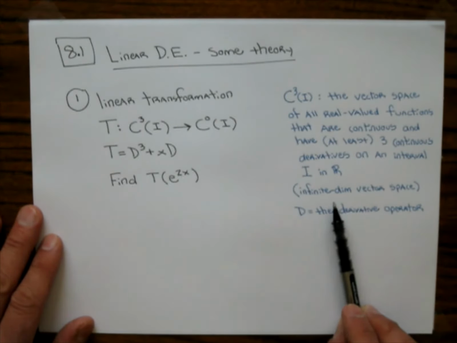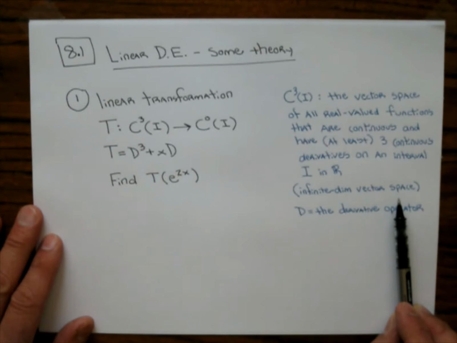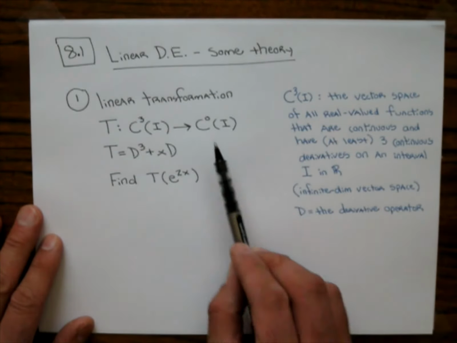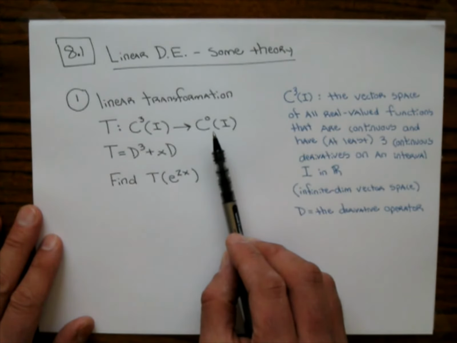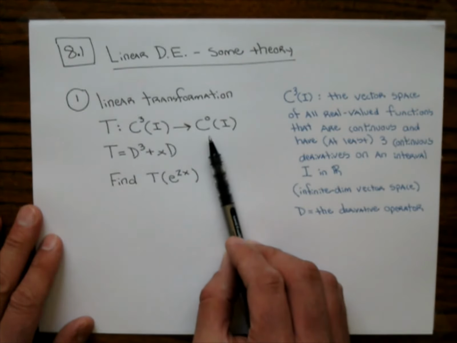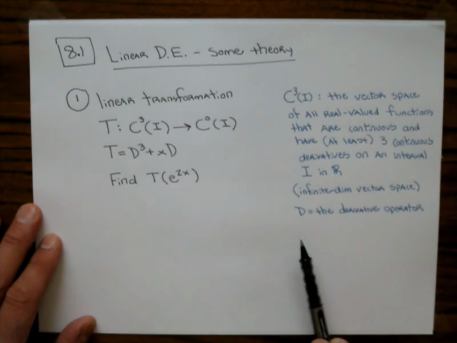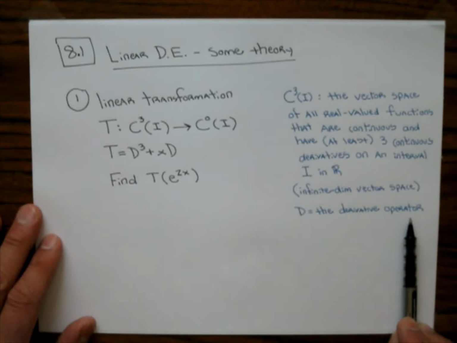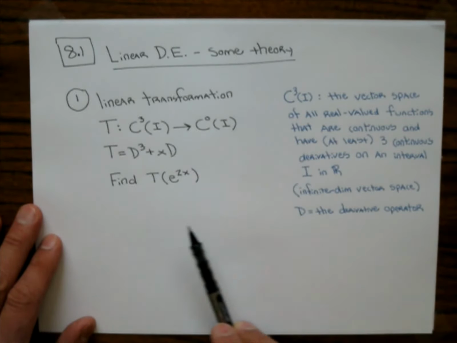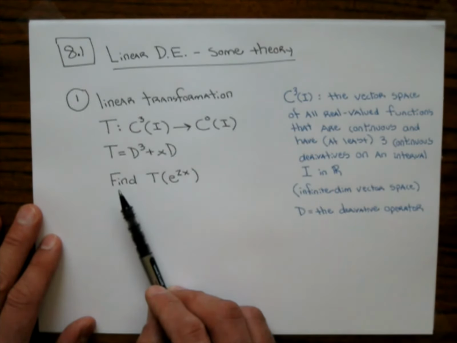So this is an infinite dimensional vector space. Something that would belong to C3 would be the sine of x and polynomials and things like that. C0 is real valued functions that are continuous and have at least 0 continuous derivatives, so they're just continuous functions. Now, D is something called the derivative operator, and the only way to really describe it is to show you how it works. It really is just a derivative.